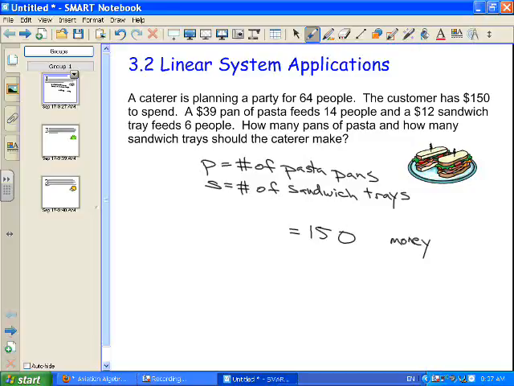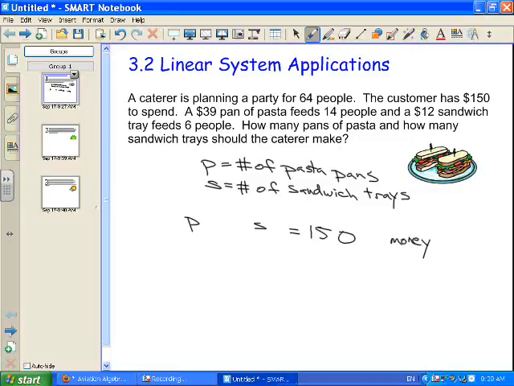We know that there's going to be a P and an S involved. The number of pasta trays and the number of sandwich trays. That's what they represent. How am I going to use those to get my money equation? You're mixing our equations. Hold on to that 64. The number of pasta trays plus the sandwich trays.